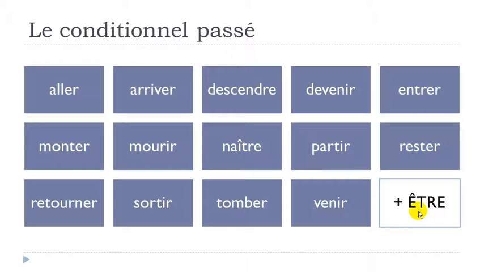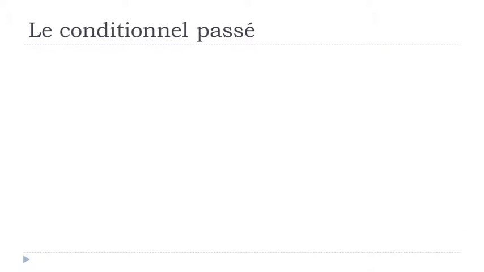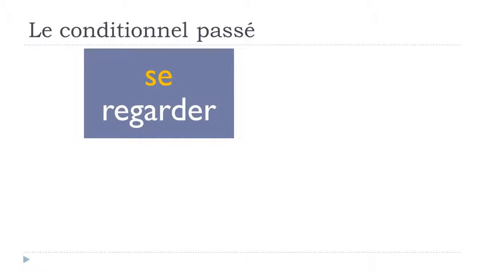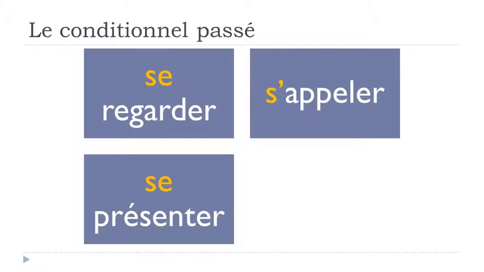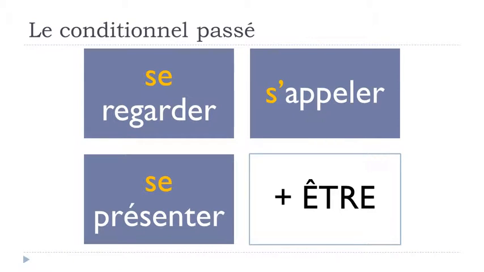Okay, so as I said, être, but then for the conditionnel passé, être should be conjugated at the conditionnel présent. All right, so let's see that. But then the other group of verbs that will require être all the time will be what we call les verbes réfléchis, so reflexive verbs, and they usually go like se regarder, s'appeler, se présenter. They will use être for this conditionnel passé form.